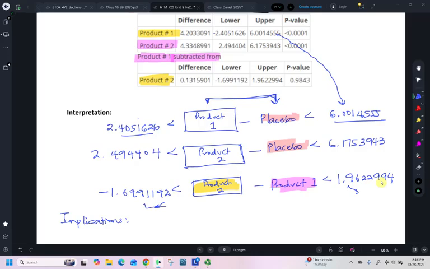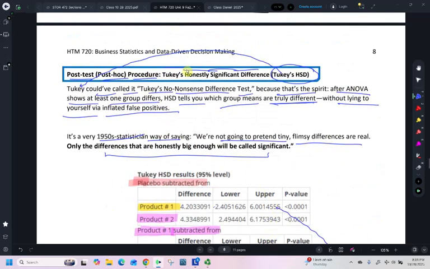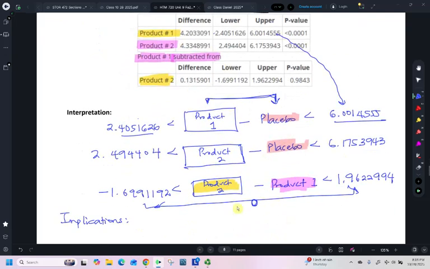Take note that the interval from negative to positive contains 0. In other words, it is possible that the difference in the effects of product 1 compared to product 2 could be nothing. In other words, the difference between them is not really significant. And that is what Tukey's HSD is telling us, that the difference between the effect of product 1 and product 2 is not really significant.